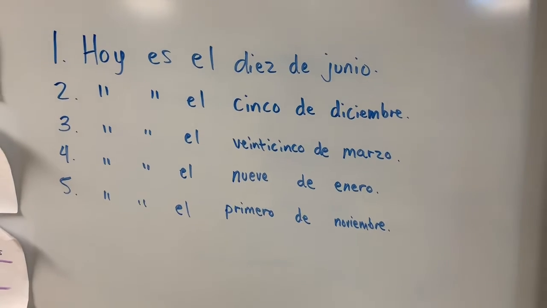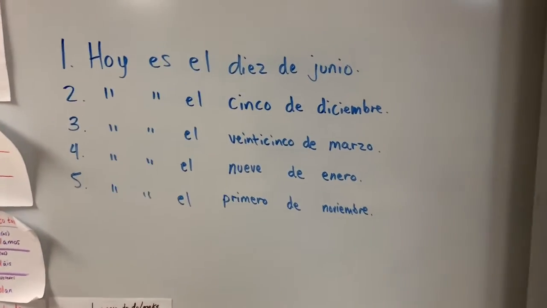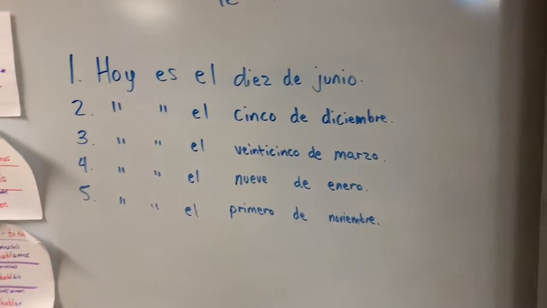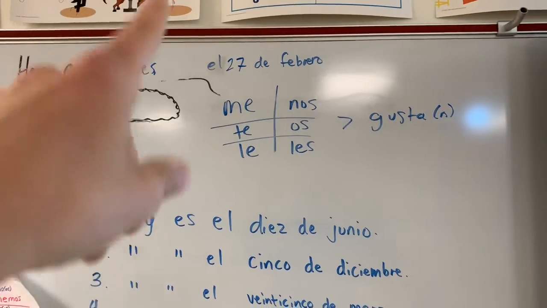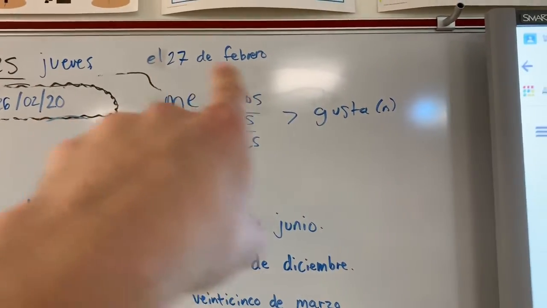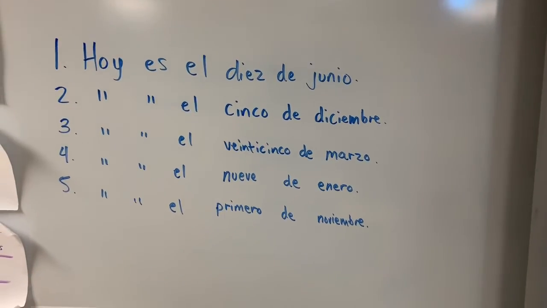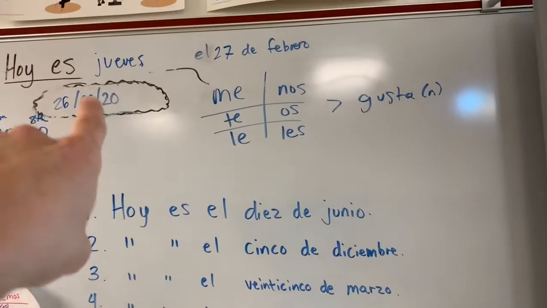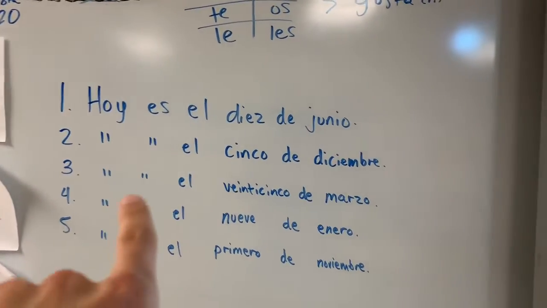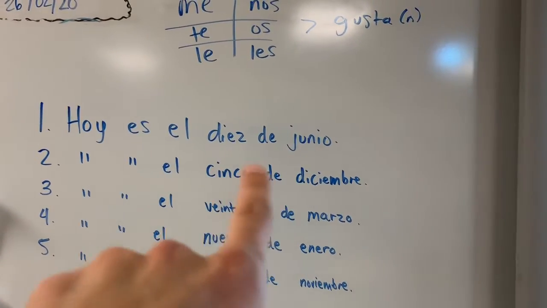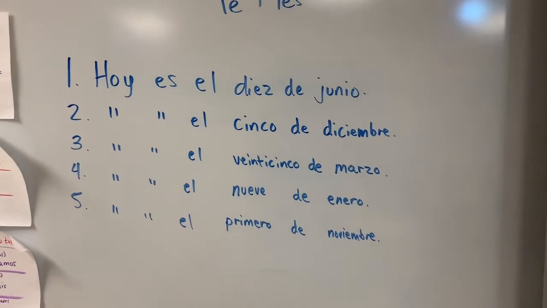Another thing is, you'll notice that there's a pattern. If you're telling the date, you want to say, hoy es. Normally what I do is I say, hoy es jueves, today is Thursday, el 27 de febrero, the 27th of February. But when I'm teaching it, the book doesn't teach us to use the day, just because it's a little easier to just say today is the 10th of June. And we're just randomly picking days if we do otherwise.